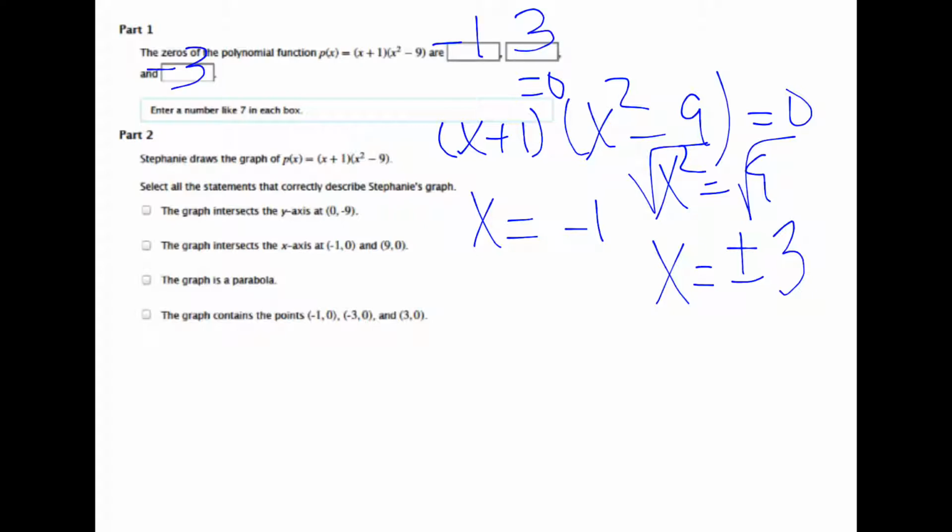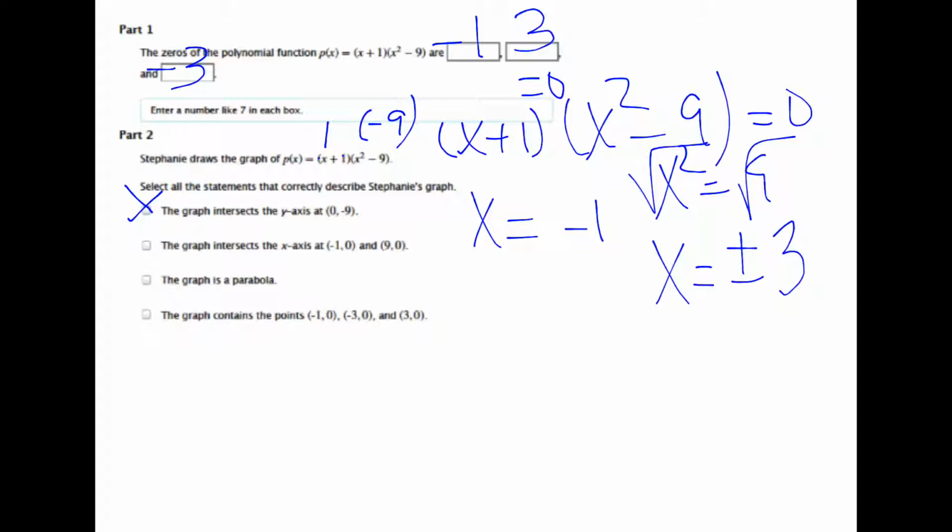And it says Stephanie draws the graph. Select all the statements that are true. Be careful on this one, because the very first one is talking about where it crosses the y-axis, which would be the y-intercept. Or if you plug in 0, you should get negative 9. If you plug in 0, you get 0 plus 1 is 1. And then 0 minus 9 is negative 9. And then you get 1 times negative 9 is negative 9. So it actually works out to be true.